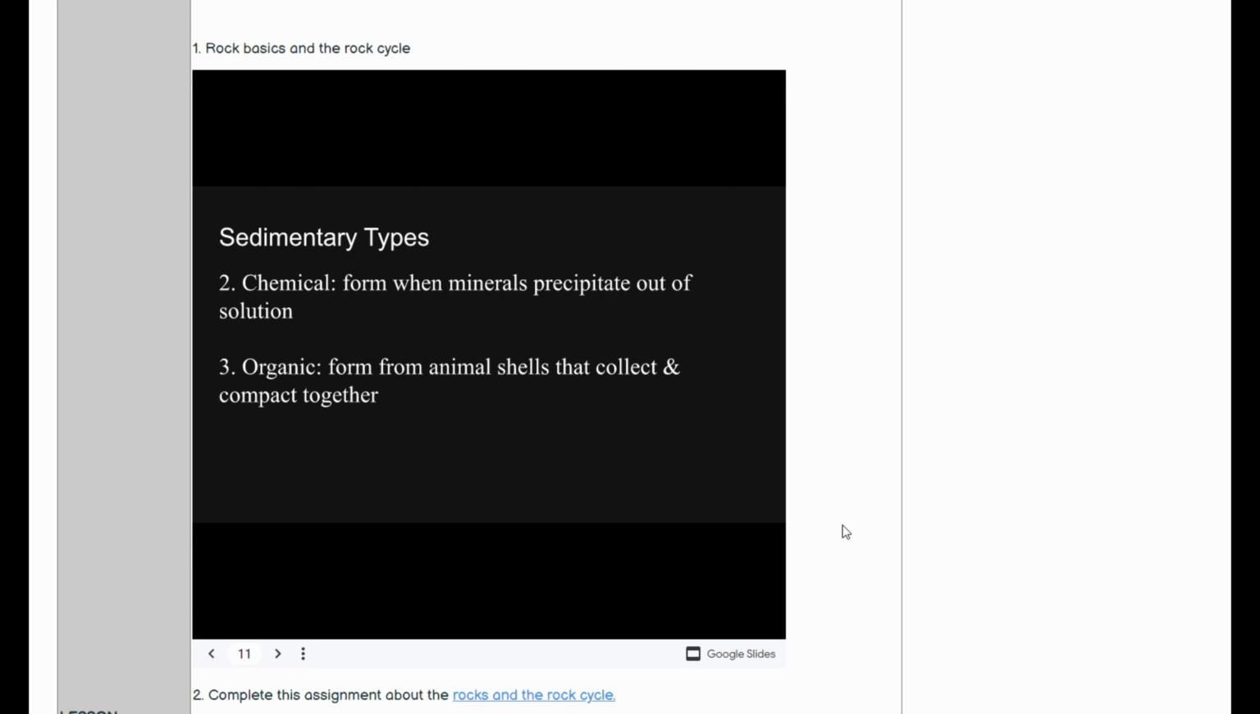Second type is chemical sedimentary rocks. Those form whenever minerals precipitate out of solution. So if you have rocks that are being eroded away by water or dissolved by acids, those kinds of things, the minerals are going to precipitate out and then they'll reform into a new rock, and that is a chemical sedimentary rock. Organic sedimentary rocks form from animal shells that are going to collect together and be compacted to form into a rock that way.